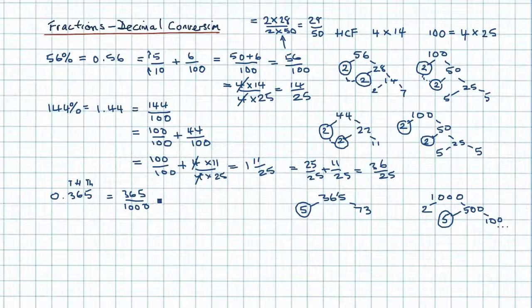And now I can rewrite this. So I can say that's 5 times 73 divided by 5 times 200. Okay, check back. 5 times 200 is 1,000. 5 times 73 is 365. So I can now cancel my 5s and end up with my answer, 73 over 200.